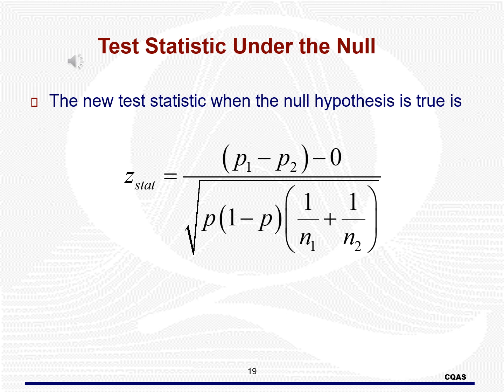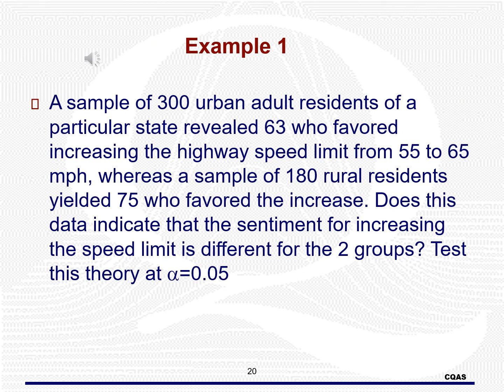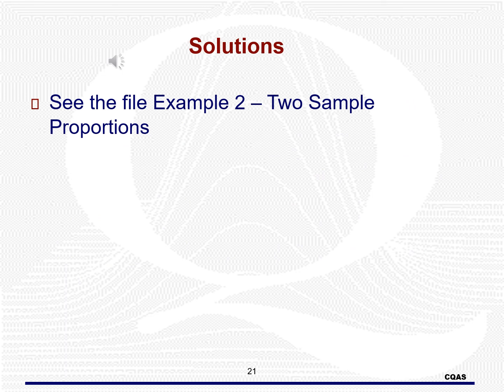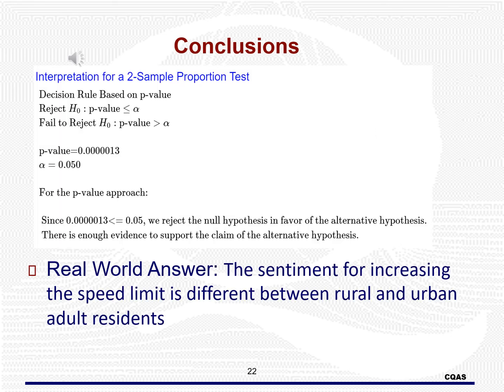Let's try an example. We are basically comparing the proportion of rural adult residents to urban adult residents who believe that the speed limit should be increased. We want to see if there is a difference in terms of the proportion in favor. You can find the solutions to this problem in a file called Example2 Two-Sample Proportions. Let's look at the conclusions. Since the p-value is less than alpha, we decide to reject the null hypothesis of equality. The real-world answer here is that there is indeed a difference between the proportion of adult residents that want to increase the speed limit between urban and rural areas.